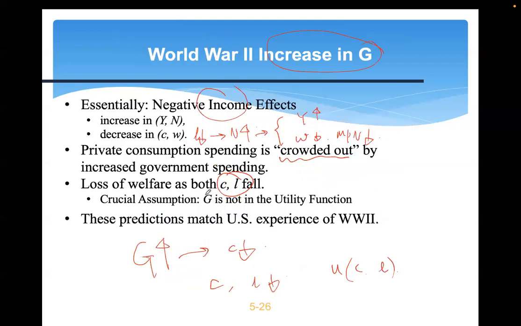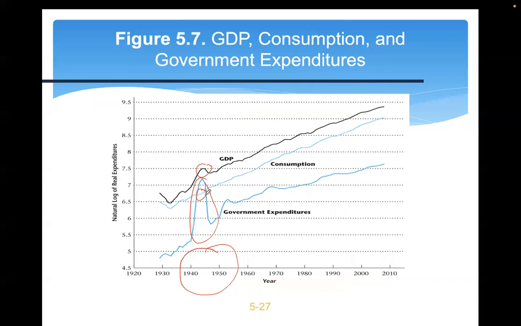So due to the increase in G, Y is going to increase and C is going to fall. Output increases because leisure is going to decrease and labor supply is going to increase. C falls because the net income of households is going to decrease, so they are going to consume less C.